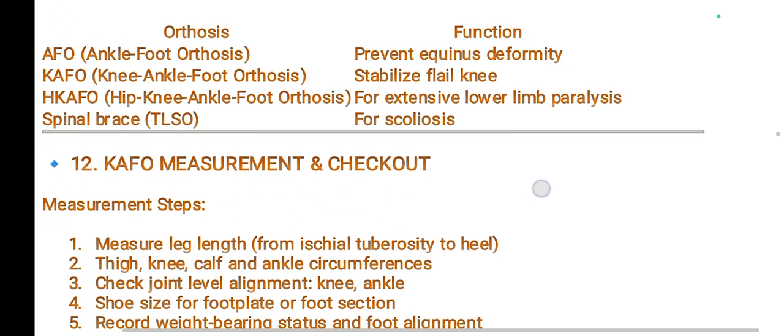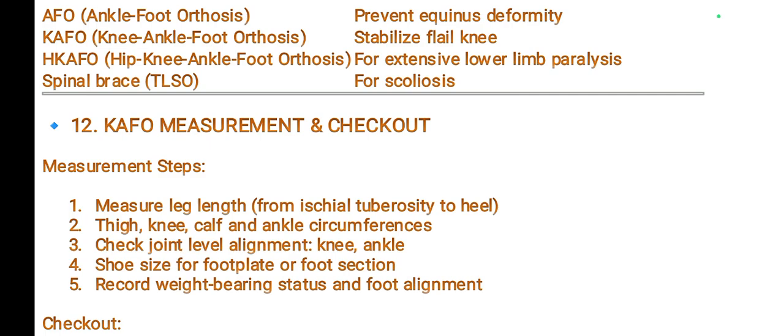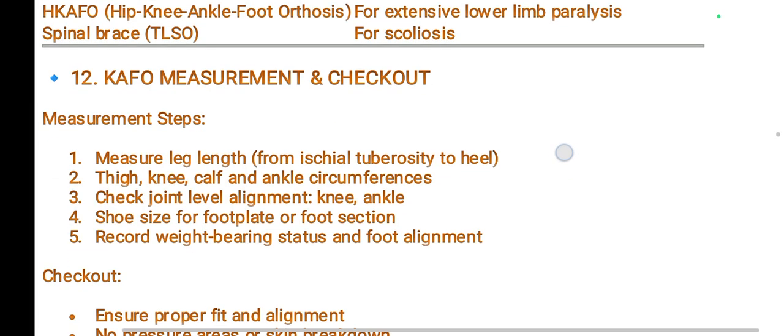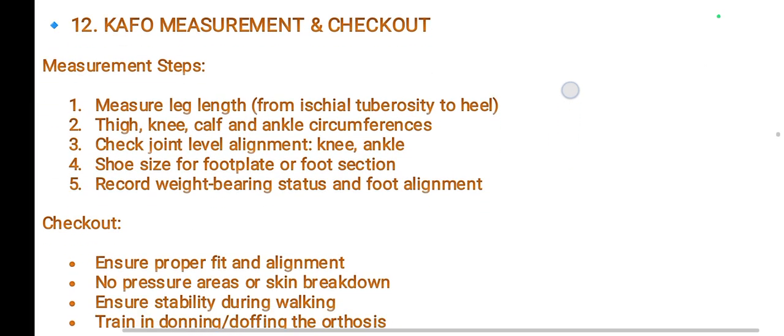Common orthoses used: AFO, ankle foot orthosis, to prevent equinus deformity. KAFO, knee ankle foot orthosis, to stabilize the flail knee. HKAFO, hip knee ankle foot orthosis, for extensive lower limb paralysis. Spinal braces, TLSO for scoliosis.